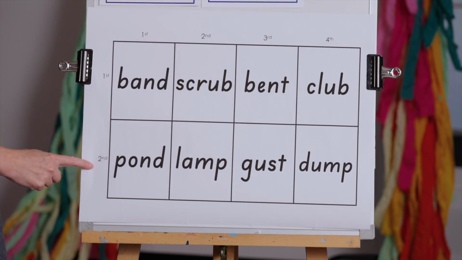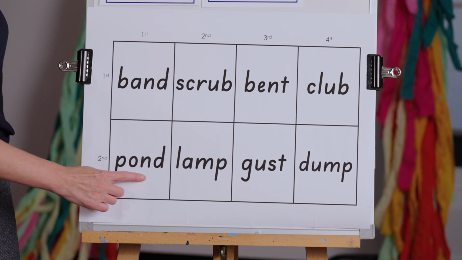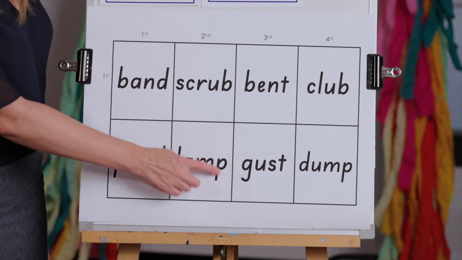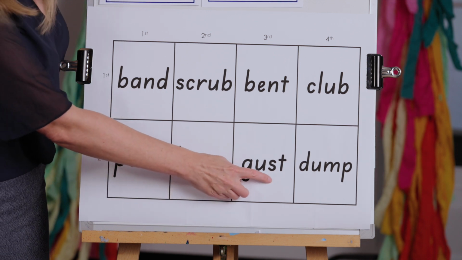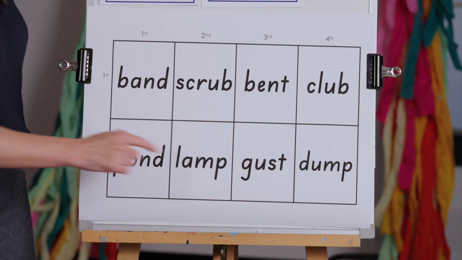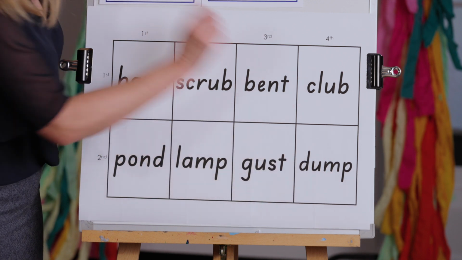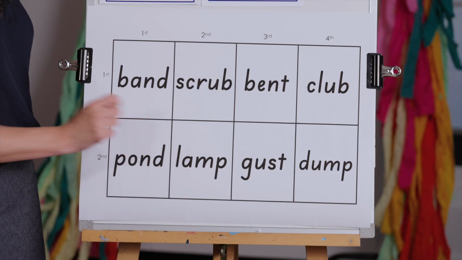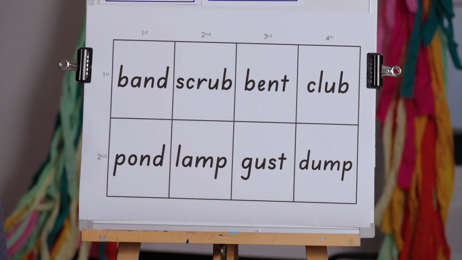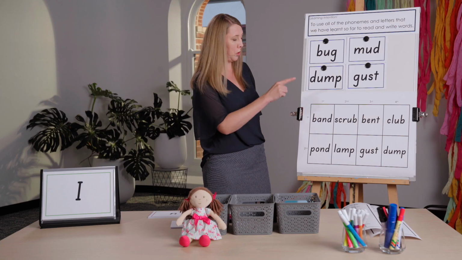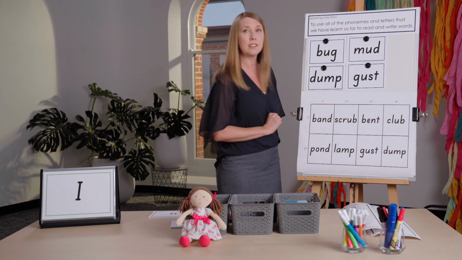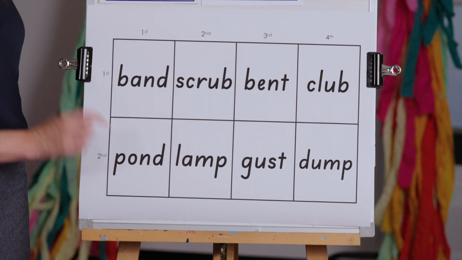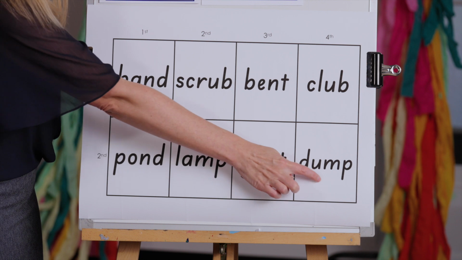Time for the second row. P, O, N, D, pond. L, A, M, P, lamp. G, A, st, gust. And the last word, D, A, M, P, dump. Let's read the second row as whole words. Are you ready? Pond, lamp, gust, dump. This time we're going to read all the words from the very beginning to the very end. Are you ready? Band, scrub, bent, club, pond, lamp, gust, dump.